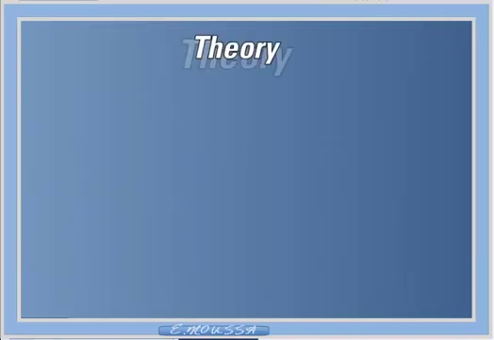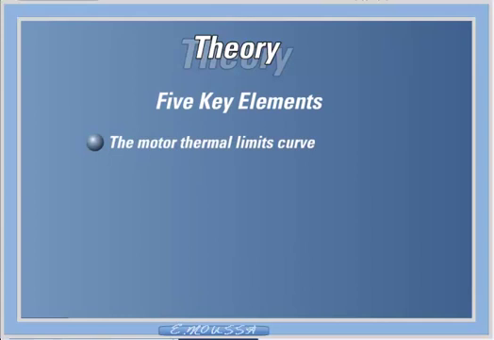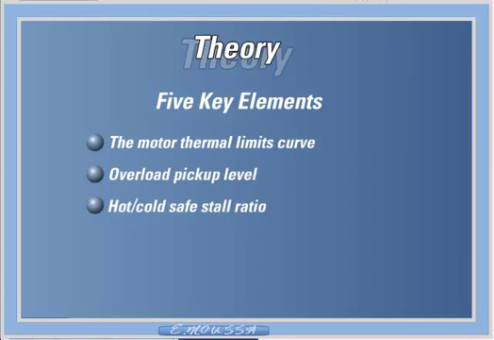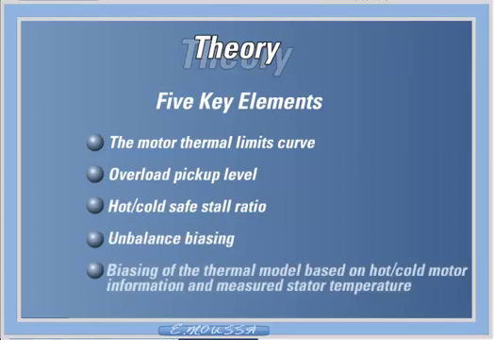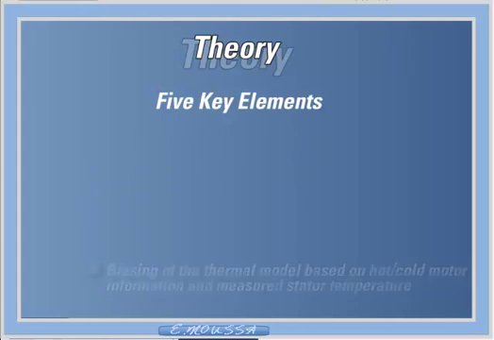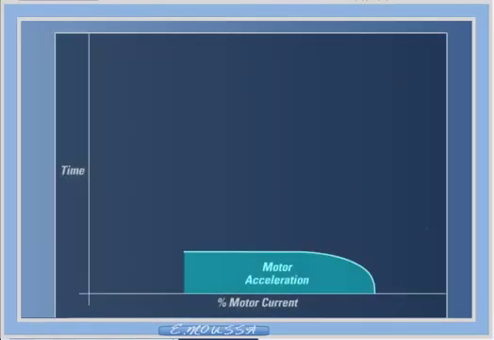The most precise way to protect the motor is through the use of motor thermal modeling. It consists of 5 key elements: the motor thermal limits curve, overload pickup level, hot-cold safe stall ratio, unbalanced biasing, and biasing of the thermal model based on hot-cold motor information and measured stator temperature. This all sounds very complex, but actually you will find it very easy to understand.